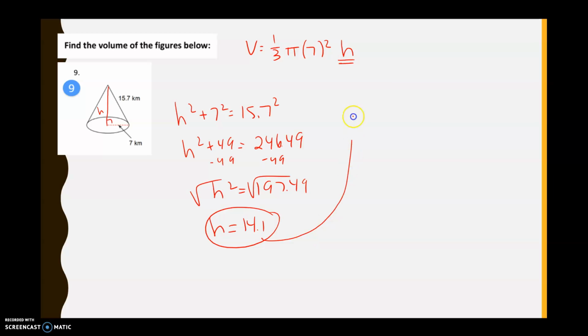And you're going to use that in your height here. So we're going to replace our height with 14.1. And you multiply 14.1 times 49 times pi, all divided by 3. And once you do this, you should get 723.5.